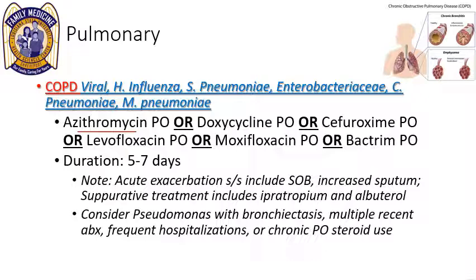Now, acute exacerbations with shortness of breath and sputum, you can use ipratropium, which is going to be our anticholinergic, which is very important to reduce the amount of mucosal generation, and albuterol, which is going to be our beta-2 agonist that causes bronchodilation. Now you're going to consider Pseudomonas if you have bronchiectasis, multiple recent antibiotics, if they've had frequent hospitalizations, which now you're starting to think about hospital-acquired pneumonia, or chronic immunosuppression with PO steroids. So you have to, again, think about the patient in their history and physical exam and evaluate what's going to be the most appropriate for them.